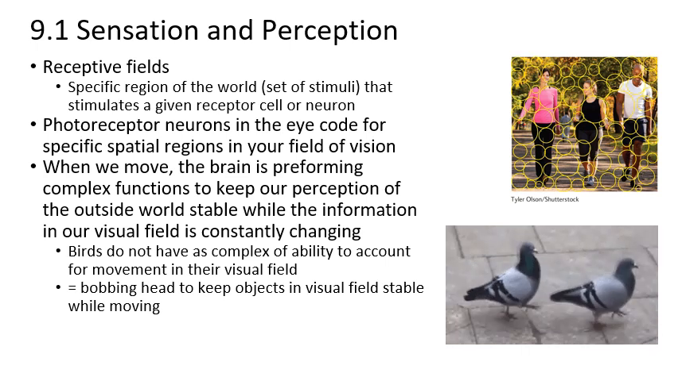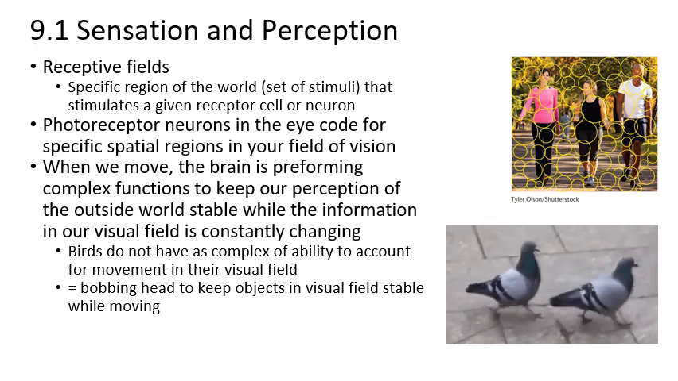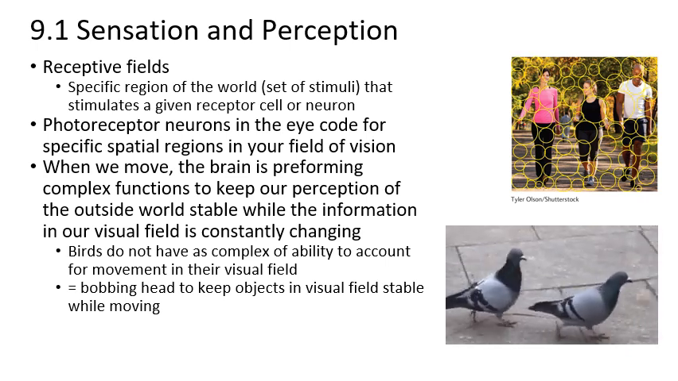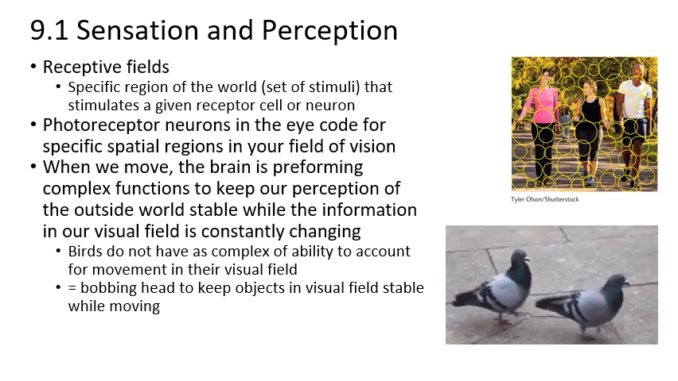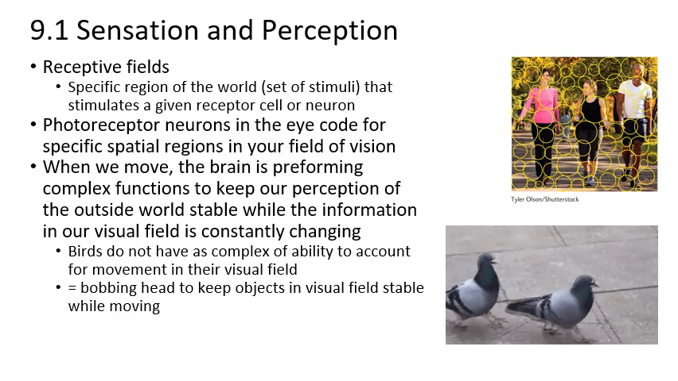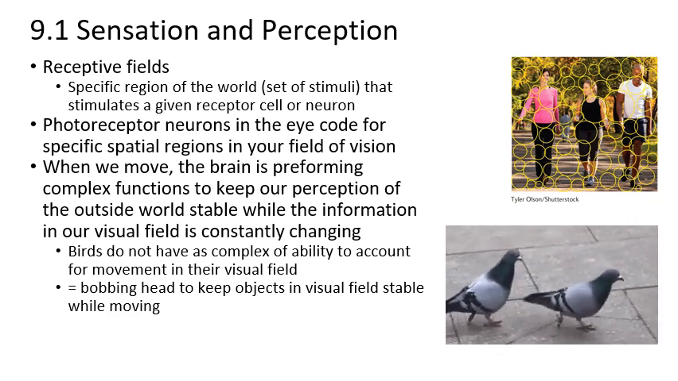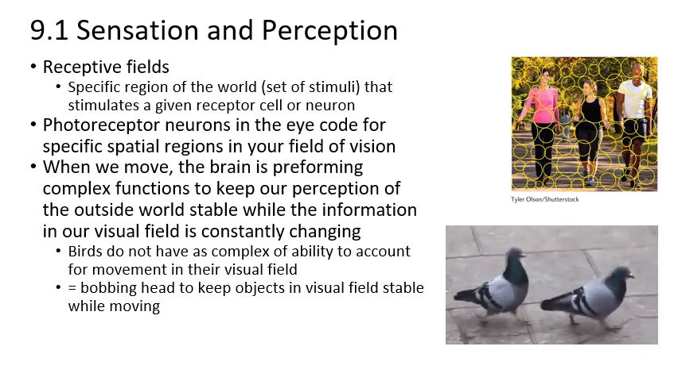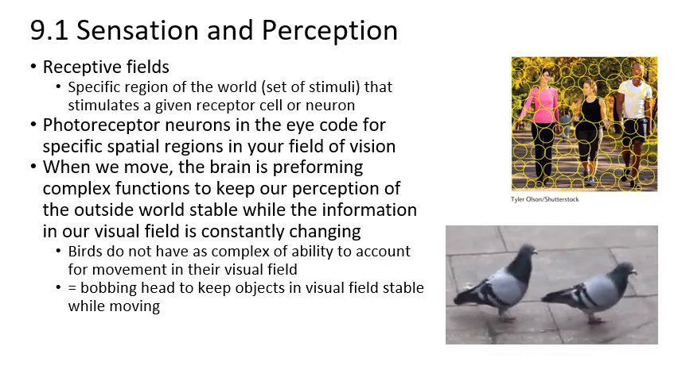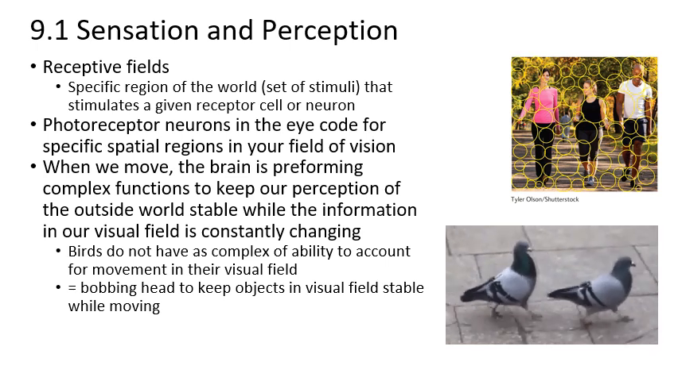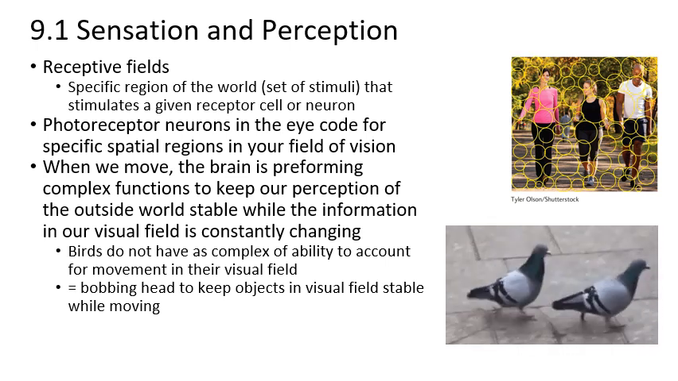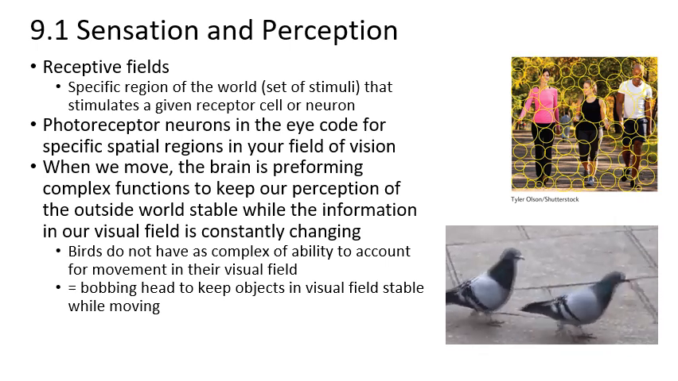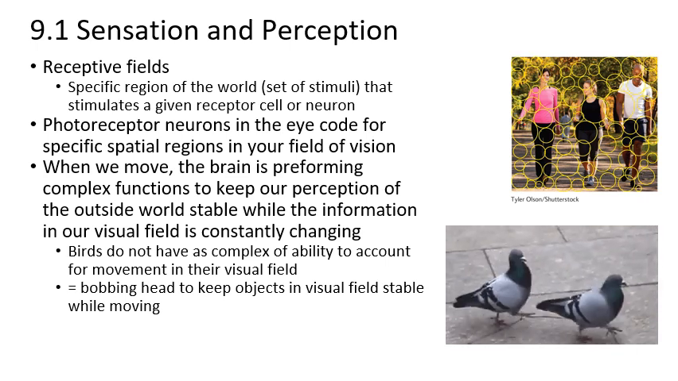When we move, the brain is actually performing rather complex functions to keep our perception of the outside world stable while there's so much changing information in our visual field. So keeping a stable concept of the environment while moving is actually a rather complicated neural process. So maybe if you've ever been sitting on one train and another train leaves, this can probably happen in a car or a bus as well. But you're sitting in a train and the train next to you starts moving forward, you might start feeling like you're moving backward.